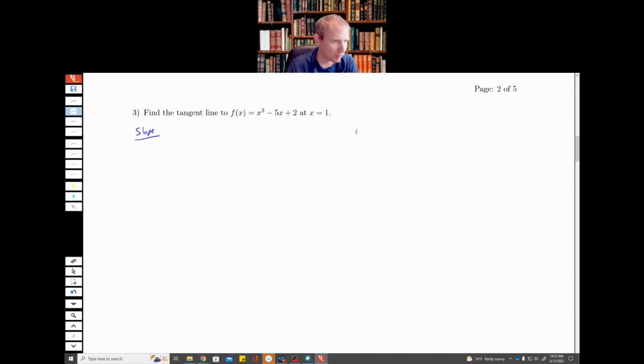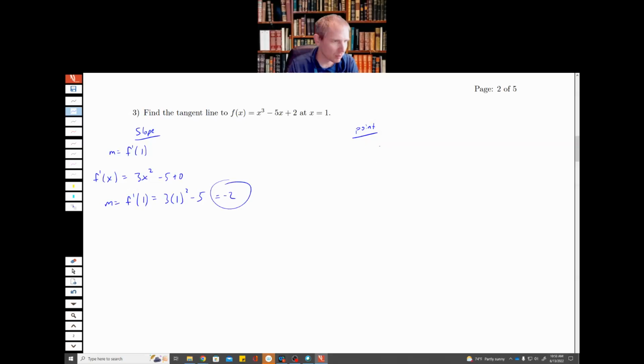To get the slope, we plug into the derivative, right? So the slope is f prime of 1. So first I find what f prime of x is. Differentiating this, we get 3x squared minus 5 plus 0. Then the slope is the derivative when I plug in 1. So 3 times 1 squared minus 5, which gives me negative 2. Now I have the slope.